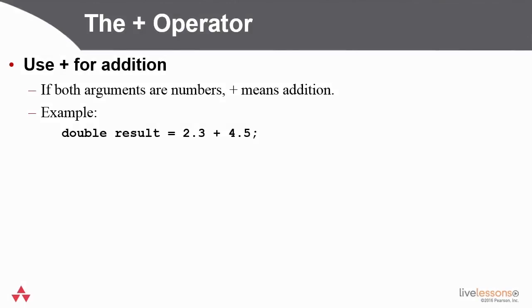Next, let's look at three closely related features: the plus operator, array basics, and command line arguments. For the plus operator, if the things on both the left and the right are numbers, so 2.3 and 4.5 are numbers, or more specifically, they're doubles, double precision floating point numbers, then plus means addition. This is not surprising, and this is what you would expect.